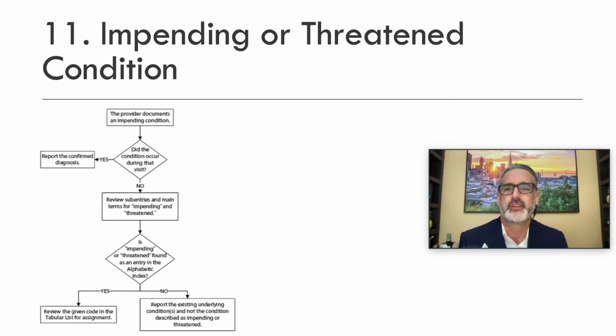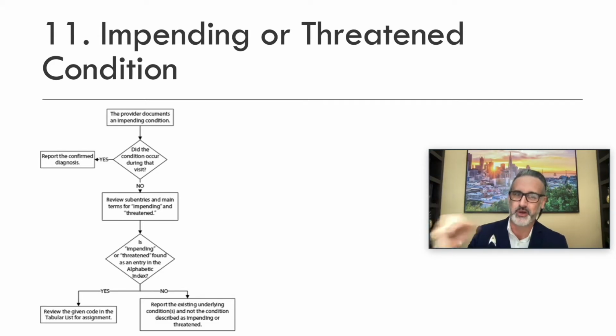And we have a little chart here to look at it. So looking at the top part of the chart and going down. First we have the provider documents a pending condition. And then we drop down, did the condition occur during the visit? If it did occur, then we report it as a confirmed or definitive diagnosis. If it did not occur during the visit, then we review the sub-entries and main terms for impending or threatened. And then drop down, if we have that option for impending or threatening, if we do, then we review the code in the tabular list.